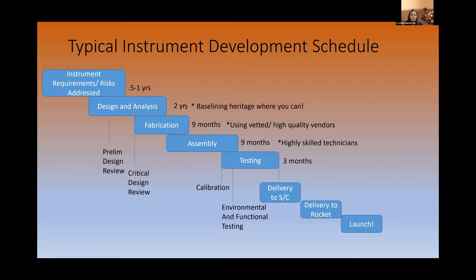So we're generally looking at, let's say, a 3-year development time. Typically it's a 3 to 4 year instrument development time. Then we deliver it to the spacecraft and they deliver it to the rocket, and that's usually another year to year and a half. And then we go on to launch.